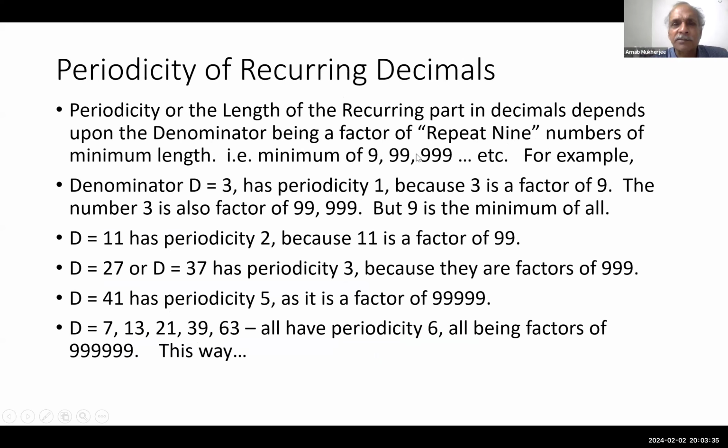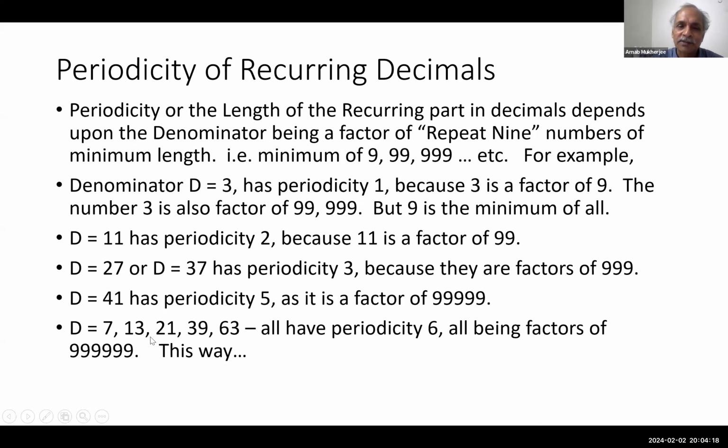this recurring part of the decimal depends upon the factors of repeated 9s: 9, 99, 999, etc. Denominator d equal to 3 has periodicity 1 because 3 is a factor of 9. 11 has periodicity 2 because 11 is a factor of 99. 27 or denominator 37 has periodicity 3 because they are factors of 999. 41 has periodicity 5 because it is a factor of 99999, five 9s. So that's the behavior.